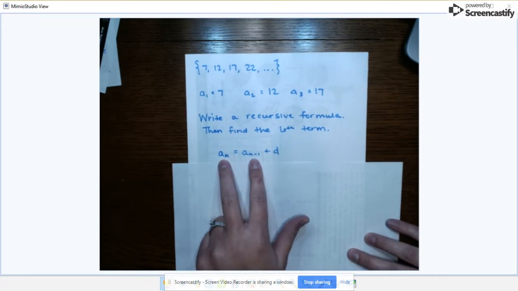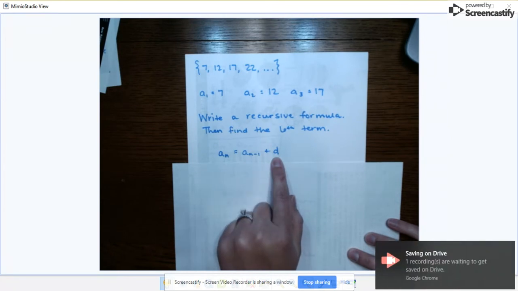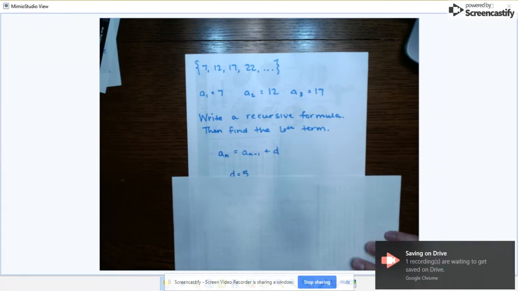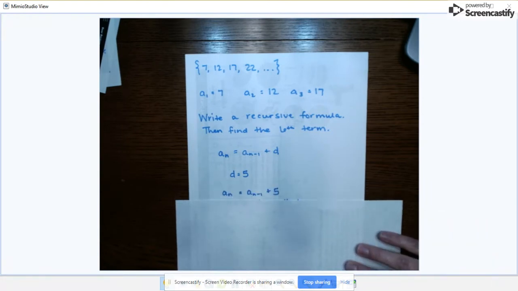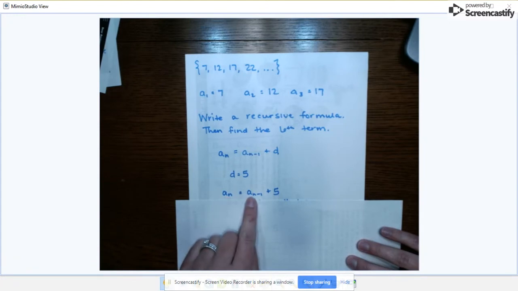Well, the nice thing about a recursive formula, this is what we just defined. These two pieces are always going to stay the same. Every single example will have a sub n equals a sub n minus 1. The only thing that's going to change is that common difference. So we said our common difference was d equals 5. So we're going to plug that into that equation. So our recursive formula is a sub n equals a sub n minus 1 plus 5.